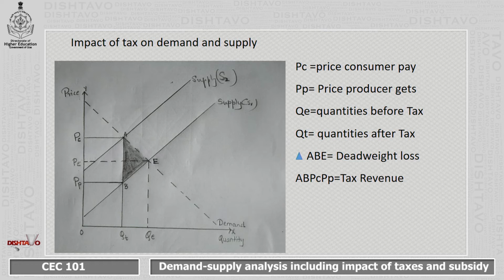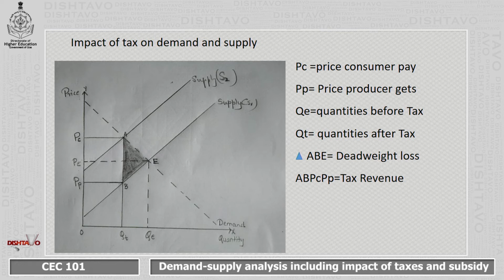OQA is the original quantity bought and sold, whereas OPE is the original price level. E is the equilibrium point where the demand and supply curves intersect. Now, what happens when taxes are imposed? When taxes are imposed, the price of the product increases. In that case, the supply curve also shifts in the left direction.